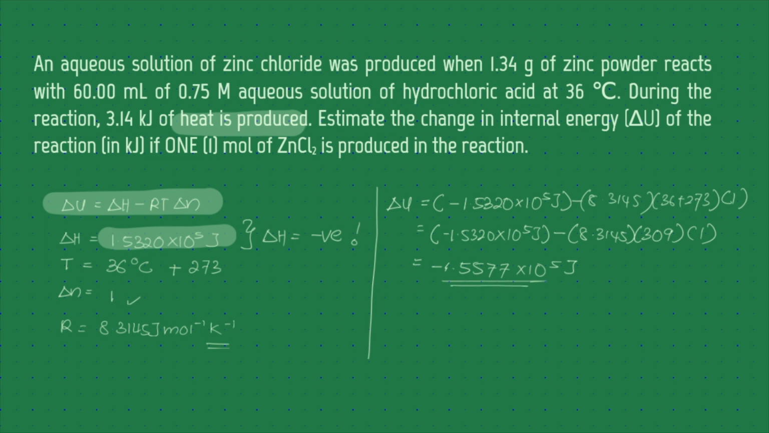Alright, we need to check again. In the question, you were asked to calculate in kilojoules. So now we are going to convert the unit from joule to kilojoule. Negative 1.5577 times 10 to the power of 5 divided by 1000. Therefore, you will get your delta U equivalent to negative 1.5577 times 10 to the power of 2 kilojoule. So this is the final answer for the first question.